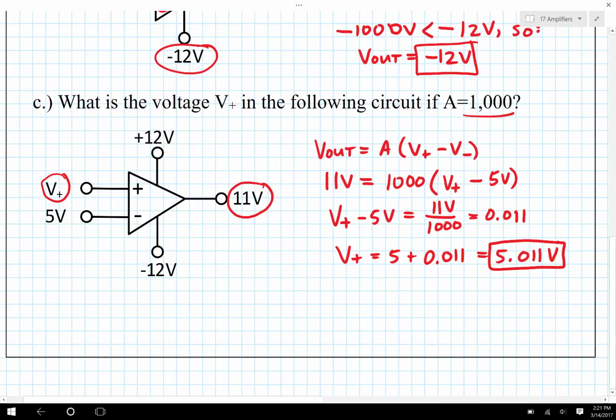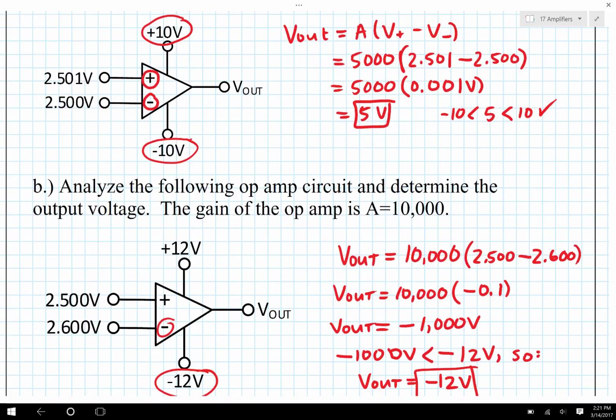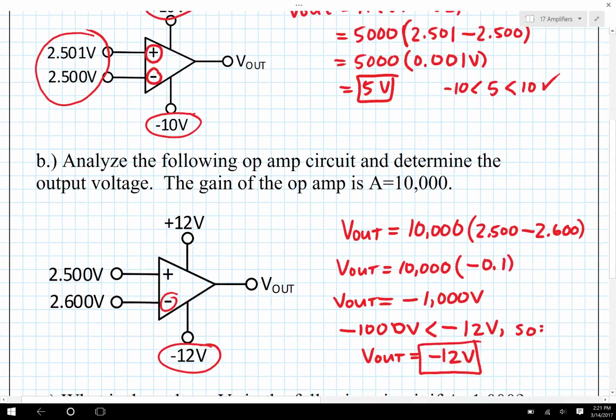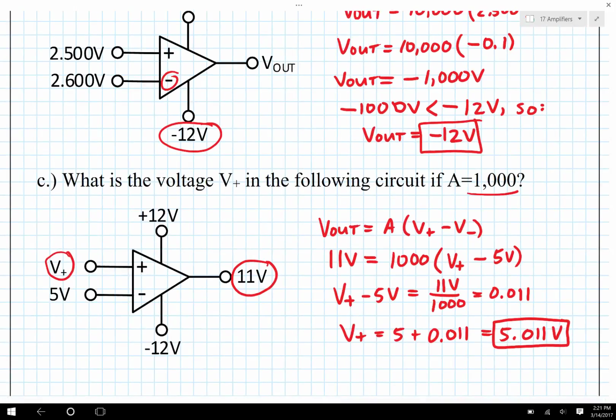So something to think about especially in part A and in part C. Remember that up in part A, those two voltages were very close together, 2.501 and 2.500. And then down here in part C, although we didn't know it at the time, this is 5.011 volts, so those two voltages are also very close together. What you're about to learn is that these two voltages at these two inputs always have to be very, very close together unless the voltage at the output is going to saturate. Usually we're going to say that the voltage there isn't going to saturate, so we're going to know that these two voltages at the inputs are going to be approximately equal to each other.